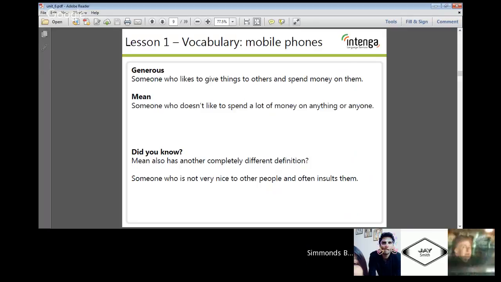Exactly. So mean has 2 different definitions, and when I think of mean, I think of the last sentence on here. I think of someone who's not nice. Now in British English, they say mean is someone who just doesn't like to spend a lot of money in general. And so that was quite confusing when they said, oh, this person's mean. Like, actually, they're kind of nice. Like, no, money. I'm like, oh, okay. So this is something that was new to me. Does anyone have any questions?